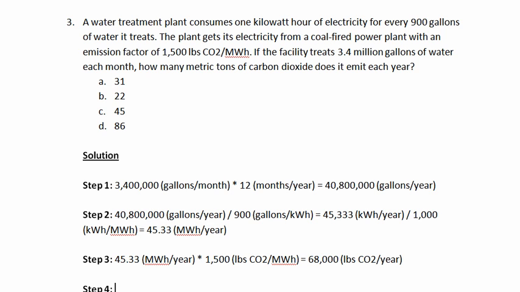And now once again we're asked for metric tons, so let's convert the pounds to metric tons. 68,000 pounds per year divided by 2,204 pounds per metric ton equals 30.84 metric tons per year. And that would be our answer. As you can see, that would be answer A on question number 3.